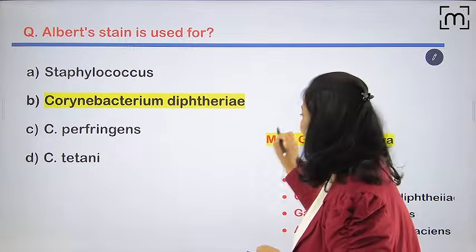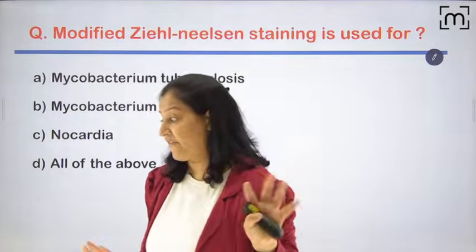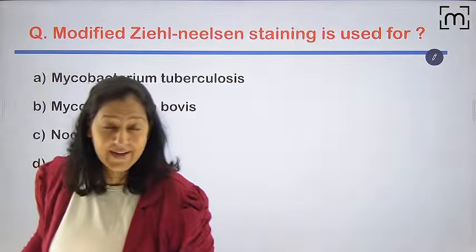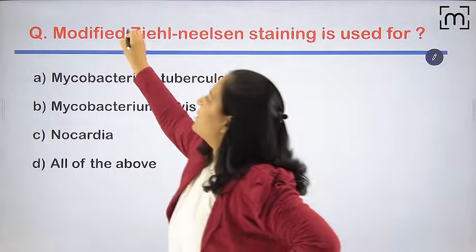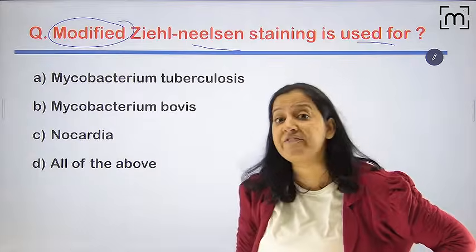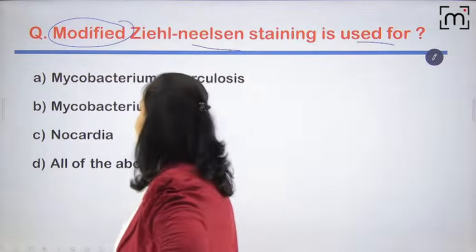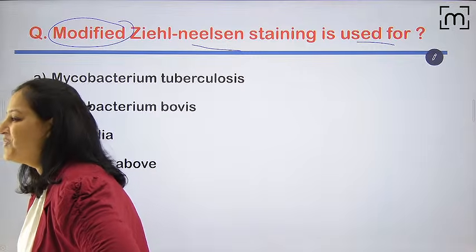Very good. Apply the mnemonic. The next question. Please mind the question. Don't rush. It's tricky. I'm warning you, it's tricky. So read the question. Mind the word modified. Modified ZN stain is used for. Modified, modified. Let me see who is correct. Modified ZN stain is used for. What's the correct answer?